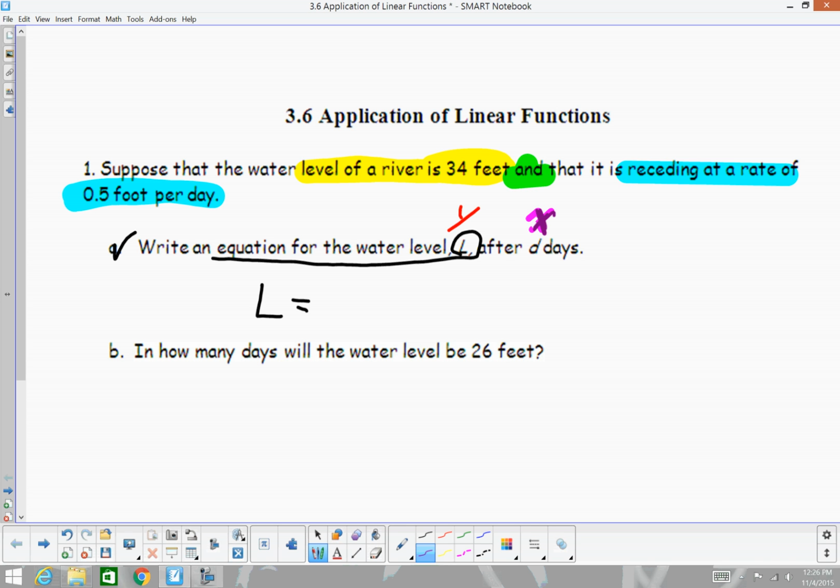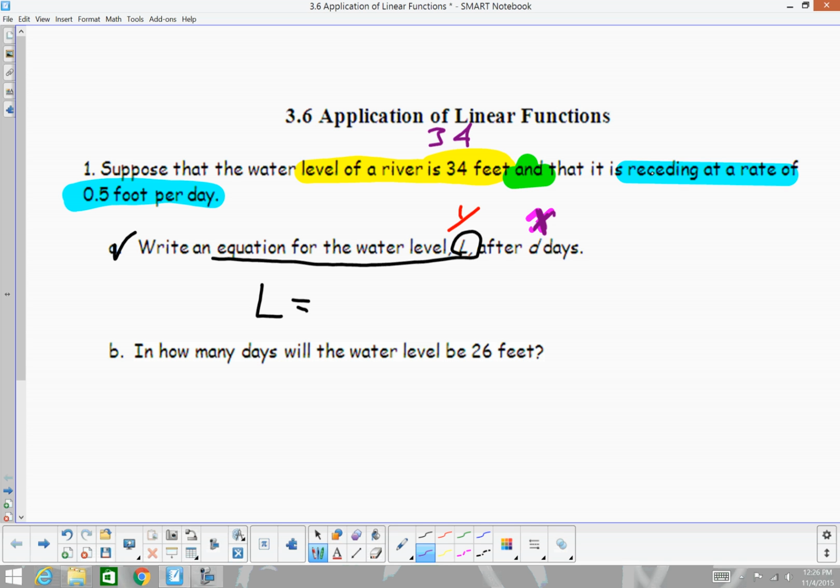Okay, good. So now let's refer back to our situation. So the level of the river right now is 34 feet. That's not going to change. That's what it's going to start at. So it's like our starting value if we're talking about a y-intercept. Okay, so that's going to be 34. Okay, good. Now I'm going to skip the word and, excuse me, and I'm going to come back to it.